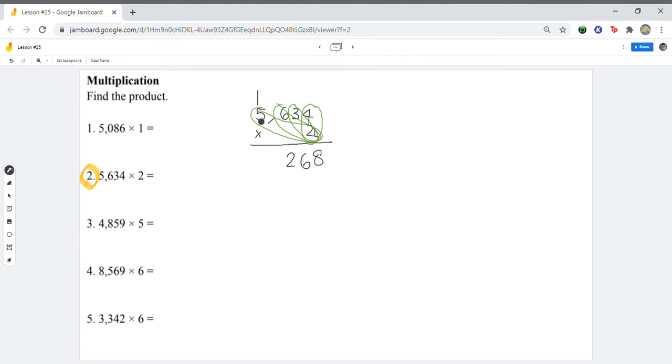And then we're going to do 5 times 2, which is 10, plus 1. You're adding the 1 from the top over here, and you'll end up with 11. So your final answer for number 2 should be 11,268. These problems were easy, so I just went over one problem.